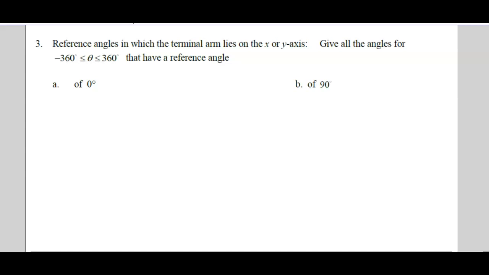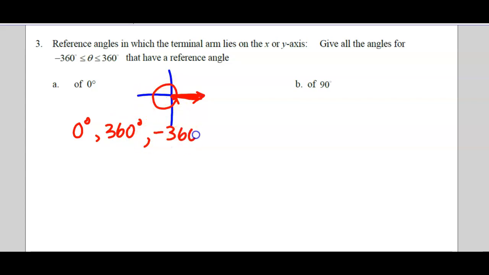All right, so if you look at your XY axis, and you think about having a reference angle of 0, there's your initial arm, and so your terminal arm is going to be right on top of it, okay? So what are your angles? Would be 0. Then a complete rotation there would be 360, or backwards would be negative 360.